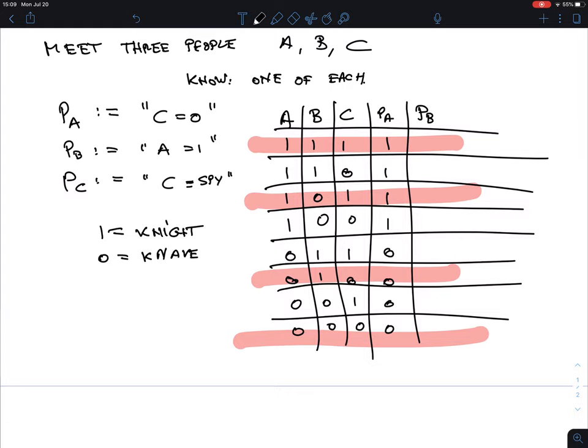Well, when B is a knight, in other words, it basically is the copy of the B column here, right? 1, 1, 0, 0, 1, 1, 0, 0. But now let's see what does this all mean.